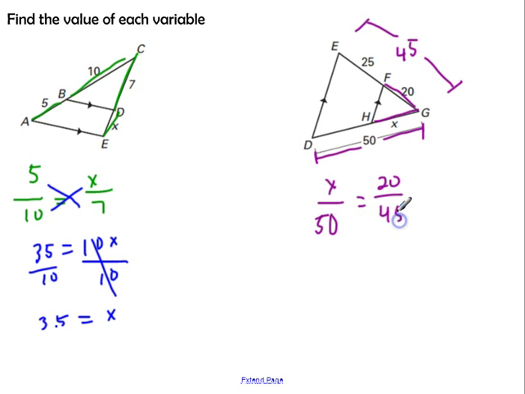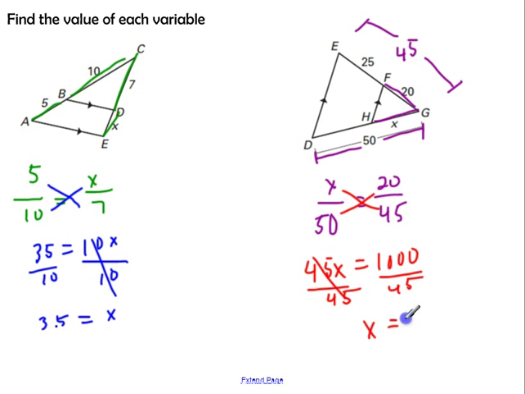So remember, you always need to make sure that you have the corresponding side lengths. If you put the short part over the whole thing, you need to put the short part over the whole thing. So now we can go ahead and cross multiply to solve for x. We get 45x is equal to 1,000. And then when you divide by 45 on both sides, you get x is equal to 22.2 for our answer.